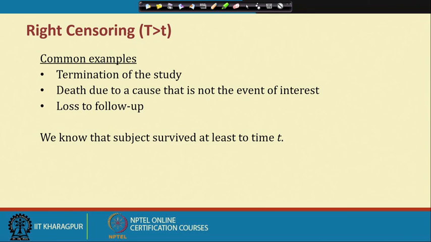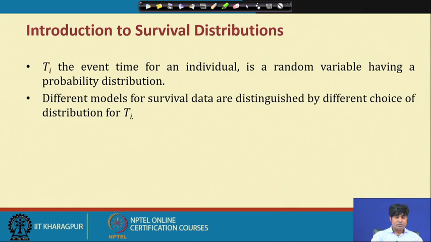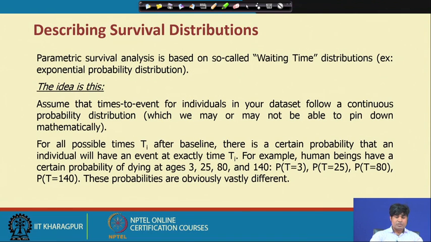So, right censoring, and two common examples are termination of the study, and death due to a cause that is not the event of interest, loss to follow-up, and then again we know that the subjects survive at least to time t. So one instance is Ti greater than small t, and Ti, the event time for an individual, is a random variable having a probability distribution. Second, different models for survival data are distinguished by different choices of distributions for Ti. So that is how the game goes, as far as the survival distribution is concerned.